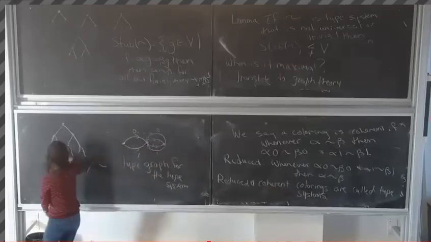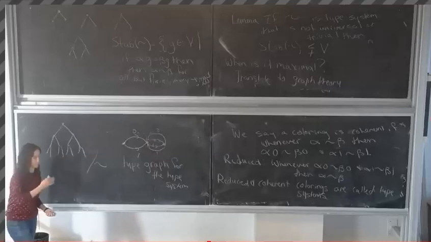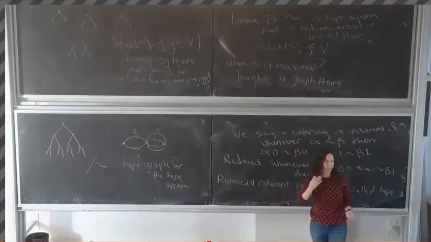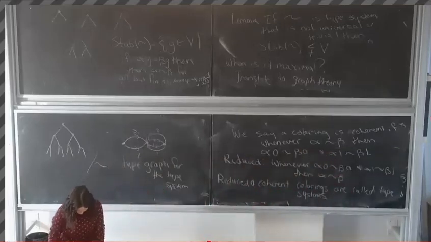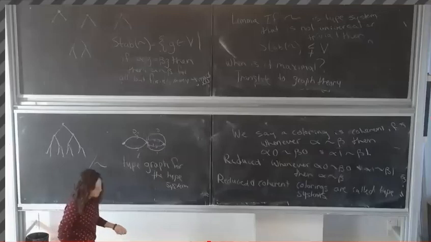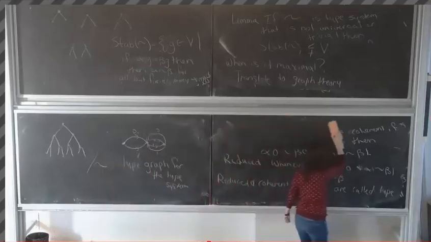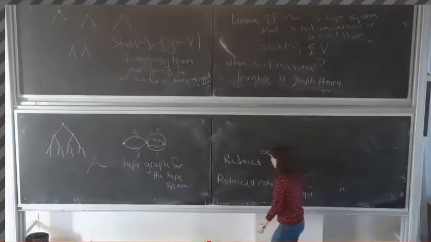So the subgroup that stabilizes this is the one that preserves whether or not a vertex is on an even level or an odd level. This is the subgroup here. At this point our question really becomes a graph theory question. And so what we tried to do is first understand type systems that don't have any proper quotients.